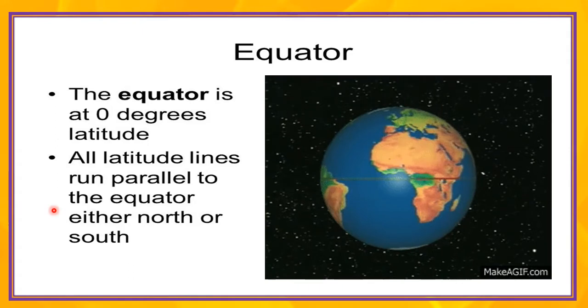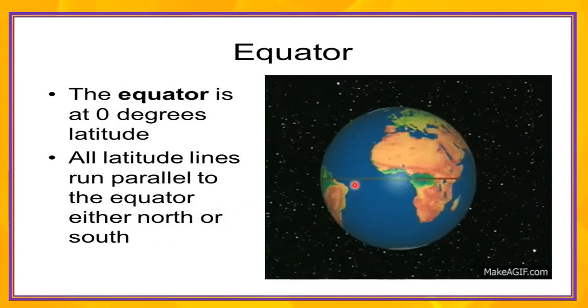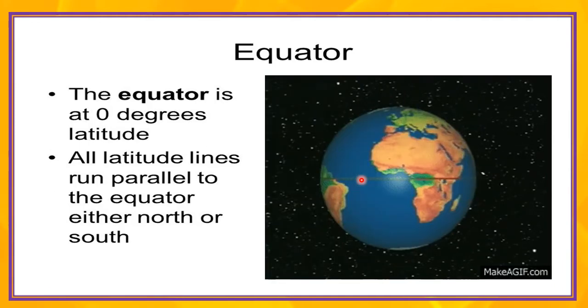So class, let us study about equator. The equator is at 0 degrees latitude. All latitudes run parallel to the equator, either north or south. The equator is the imaginary line that we see in the middle of the Earth, between the North Pole and the South Pole. We can see here at the right side of our monitor, the arrow is pointing to the equator.